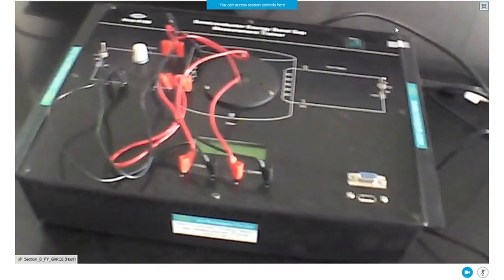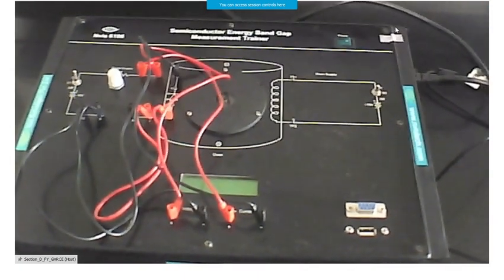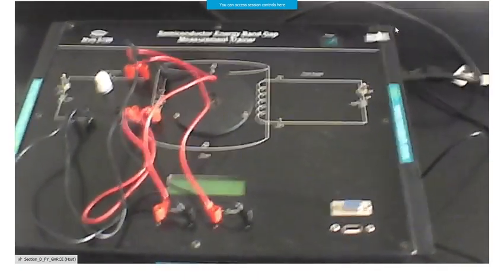Yes. So the kit of band gap setup, I hope, is visible to everyone. Is it? Please respond in the chat box.